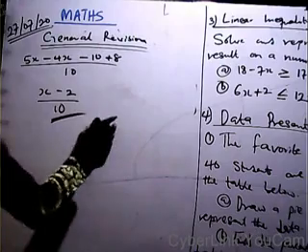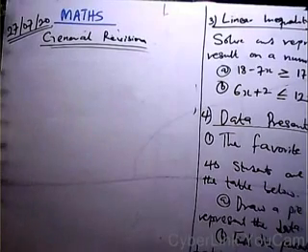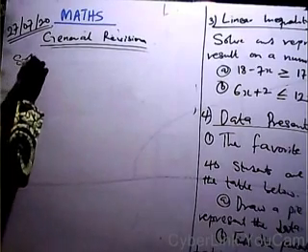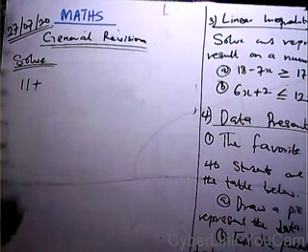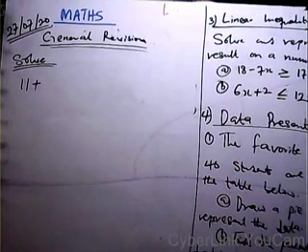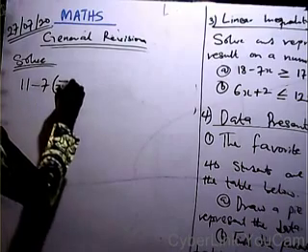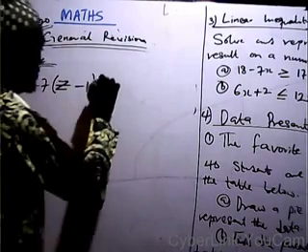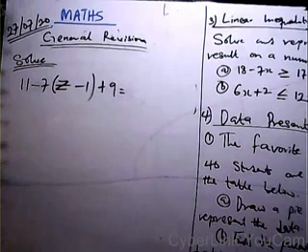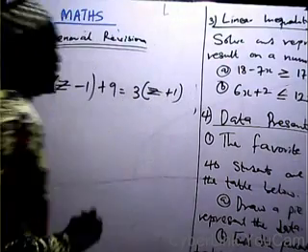The second aspect is a simple equation. You have to solve this: 11 minus 7, in bracket z minus 1, close bracket, plus 9, everything equal to 3 into bracket z plus 1. That is the equation.